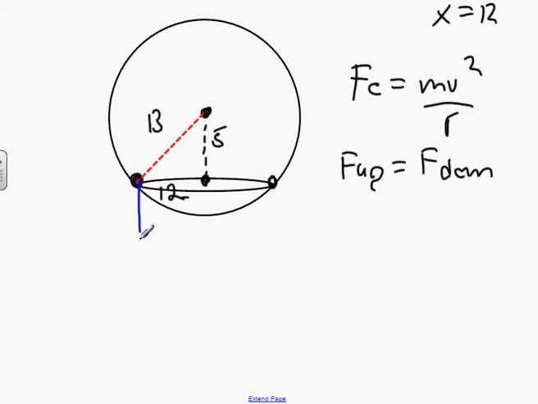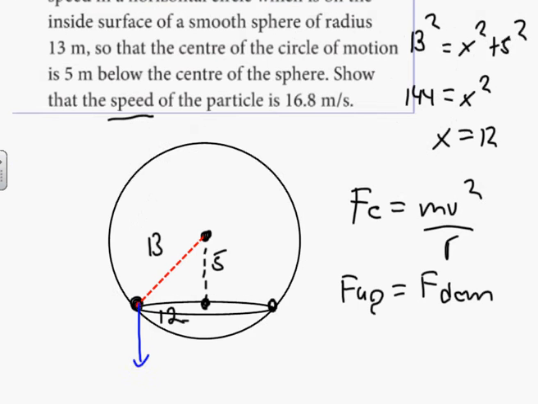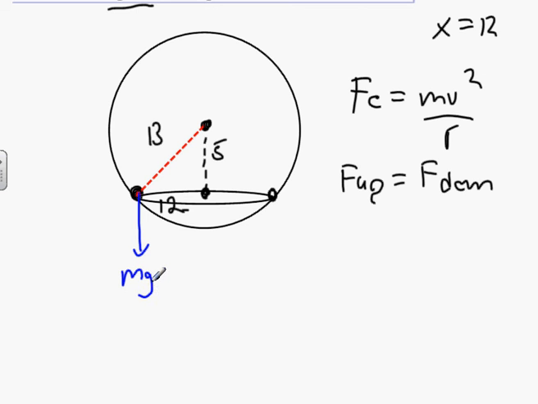What is acting directly down? Anybody? Directly down? mg, force of gravity, its weight. So mg acting directly down. What direction does the reaction force act? Does it act straight up, or where does it act? Towards the centre of the circle. Okay, so it's going to act up that direction there. Now, because it's acting in that direction, we need to resolve it, because it specifically states forces up versus forces down. It doesn't say forces diagonal versus other diagonal. Okay, got to resolve that.